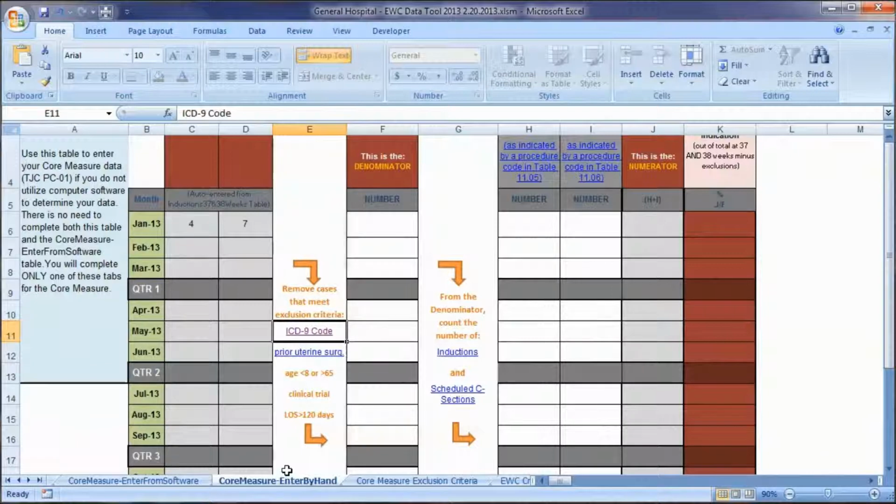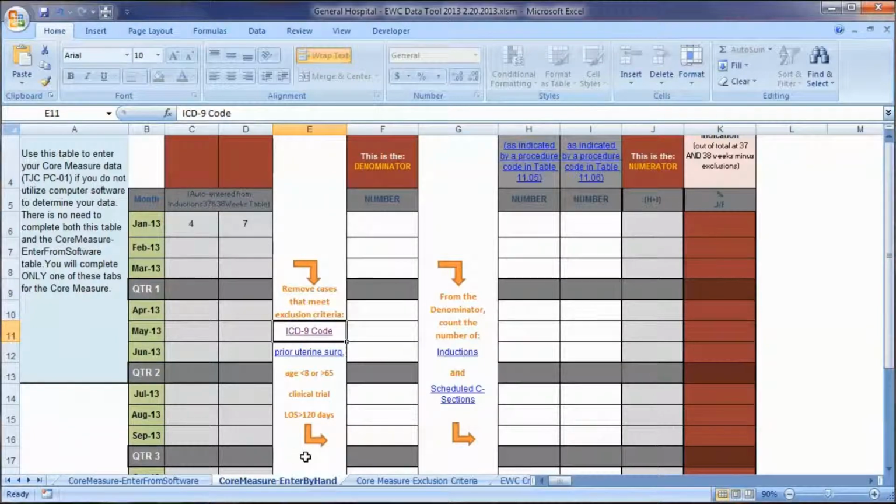The other reasons women might be excluded would be if they had had a prior uterine surgery, if she is younger than 8 or older than 65, enrolled in a clinical trial, or has a length of stay of greater than 120 days. Any case that meets any of these criteria is excluded.